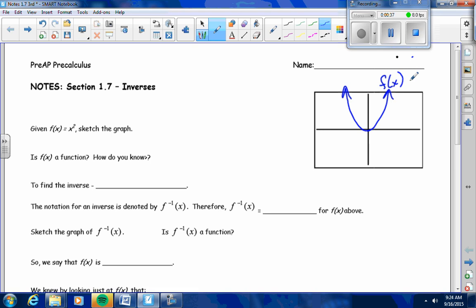Is f of x a function? Yes. Why? How do we know? Okay, so yes, it passes the vertical line test. Now, to find the inverse of a function, we have to swap x and y, then solve for y.